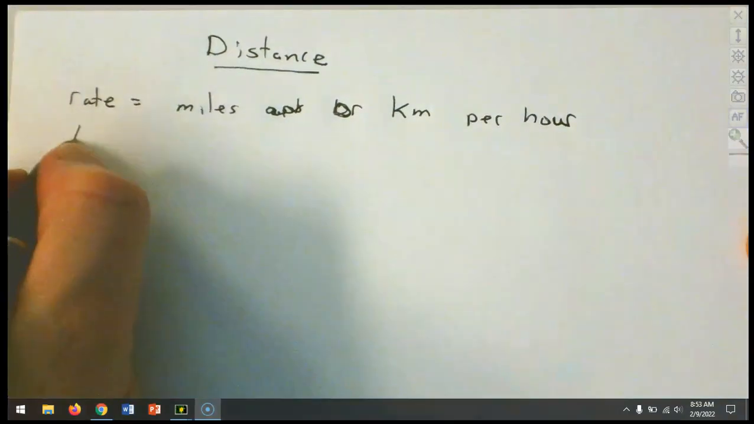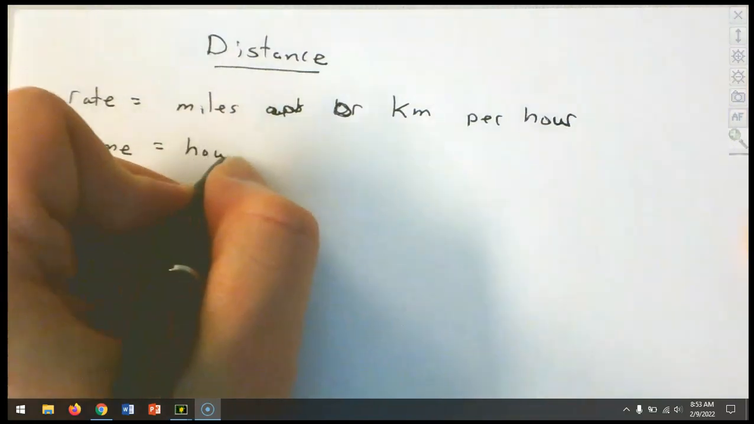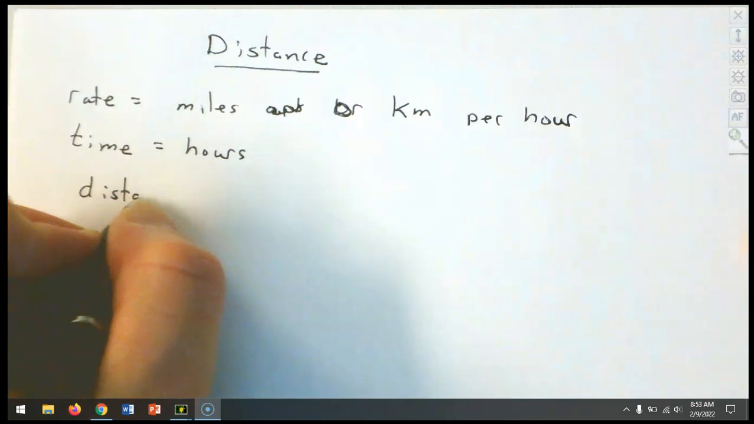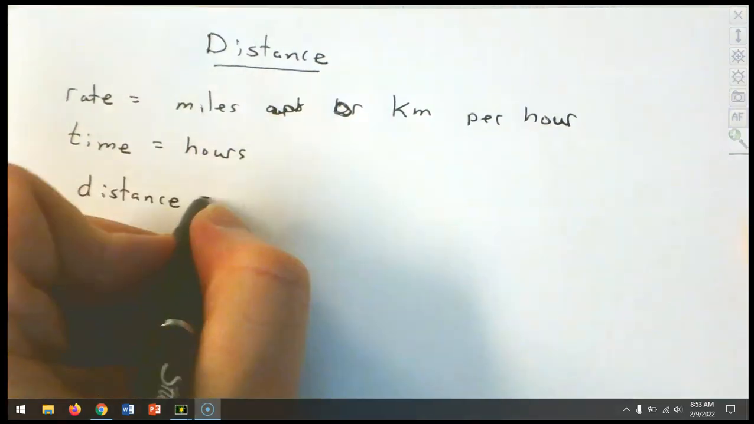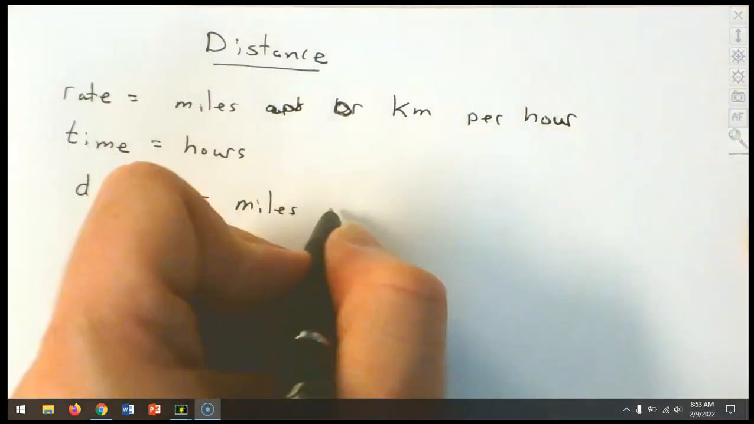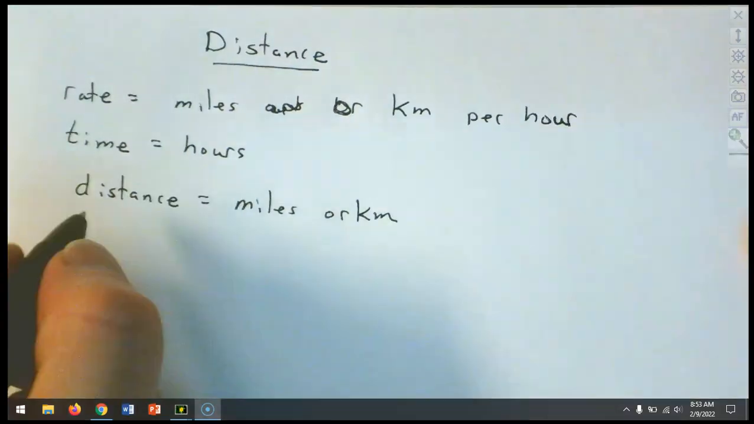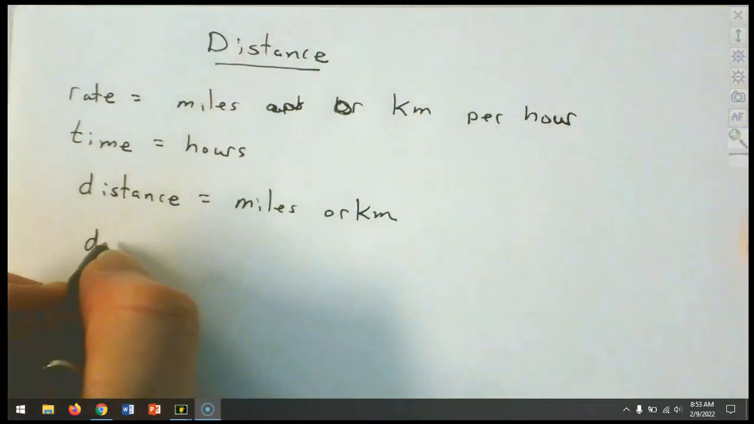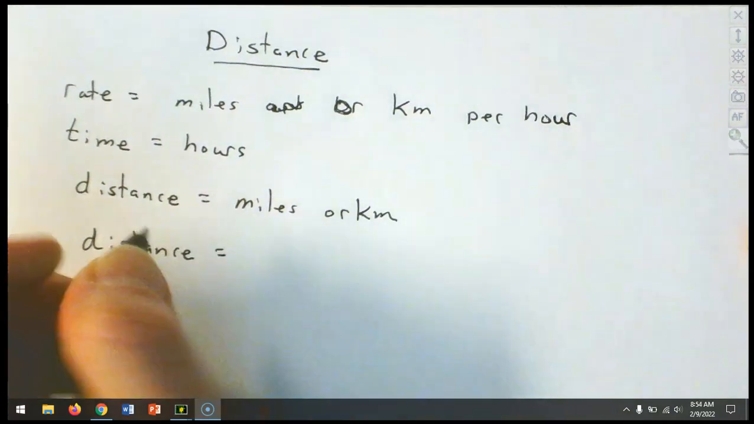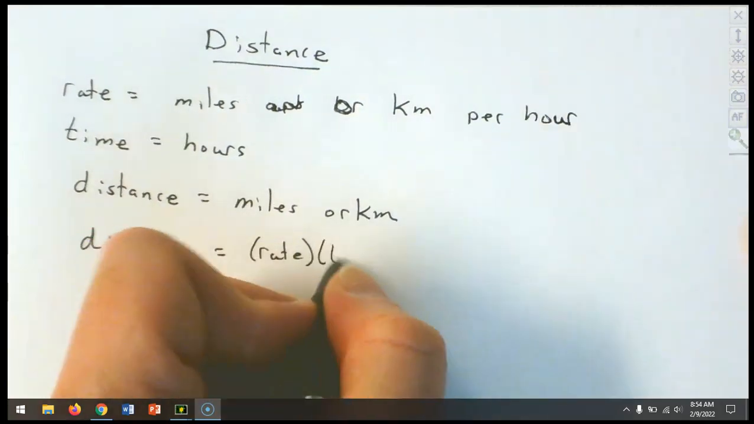So you've got a rate of speed, and that's either going to be in miles or kilometers per hour. You've got a time, which is the number of hours, and you've got a distance. And what's your distance? Distance is either in miles or kilometers, right? And how do you find the distance? Well, the distance is going to equal the rate of speed times the time.